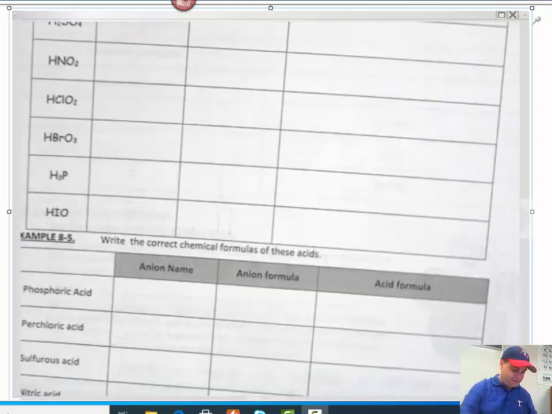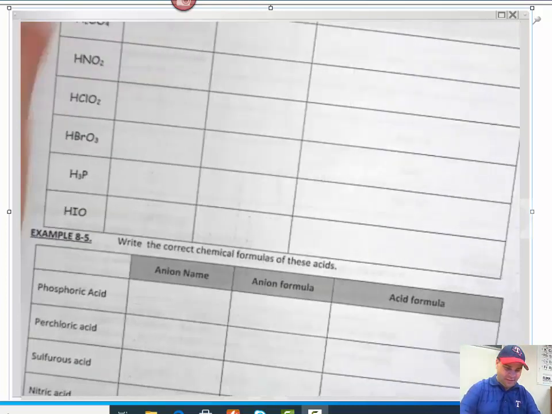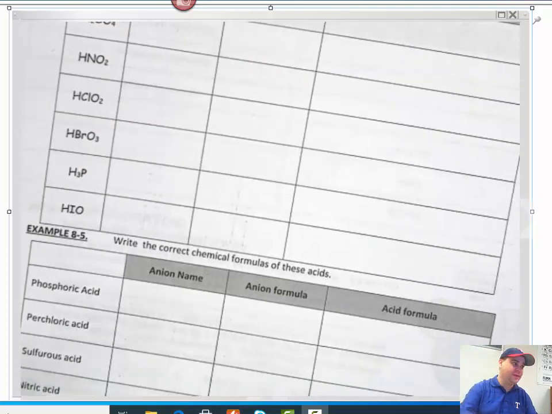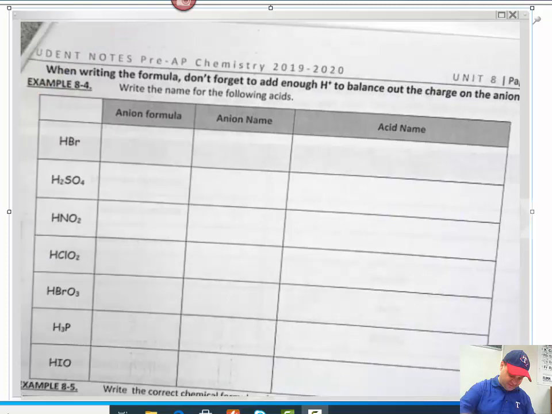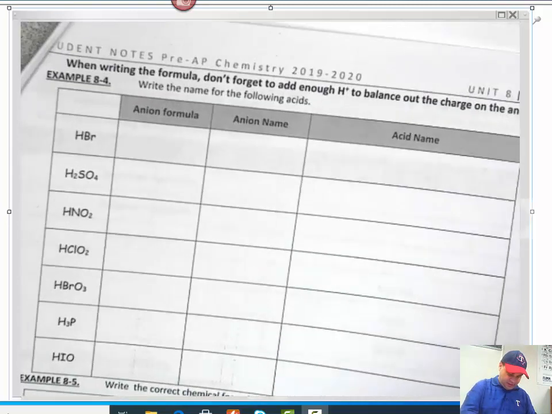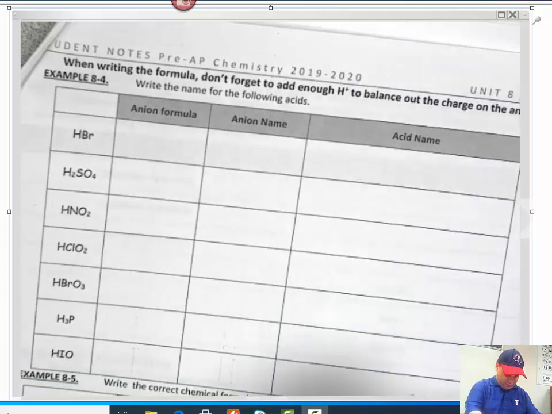Page 6. Example 8.4. Okay. When writing the formula, don't forget to add the H to balance out the ion. Okay, good fun here. So, let's get them on the screen. Let's see what colors I can use here.